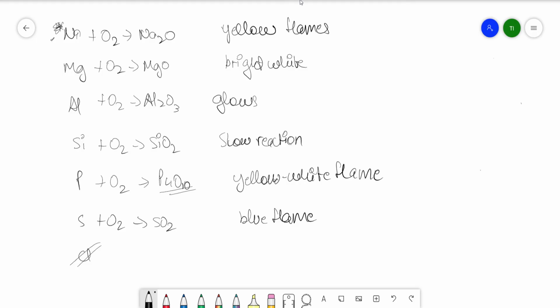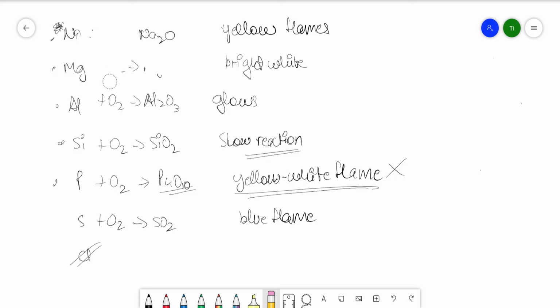They rarely ask about this, and they rarely ask about this. They just basically never ask about the yellow-white flame. I've never seen this asked. But apart from that, everything over here you need to know. And the slow reaction, I've never seen this asked as well. But it could be asked in an earlier paper or the more recent papers. It's best to know everything anyway. And that is the reaction with oxygen.